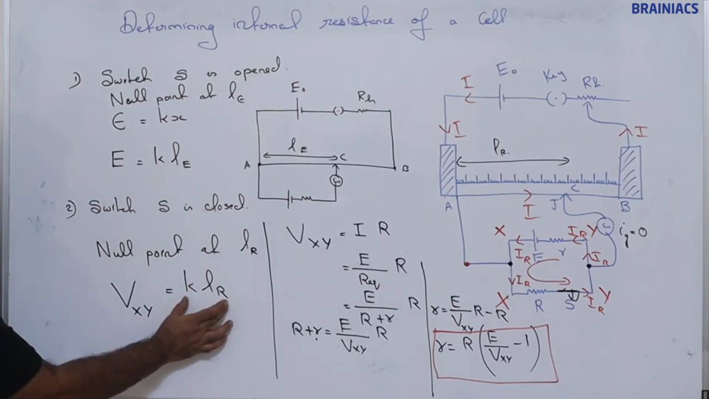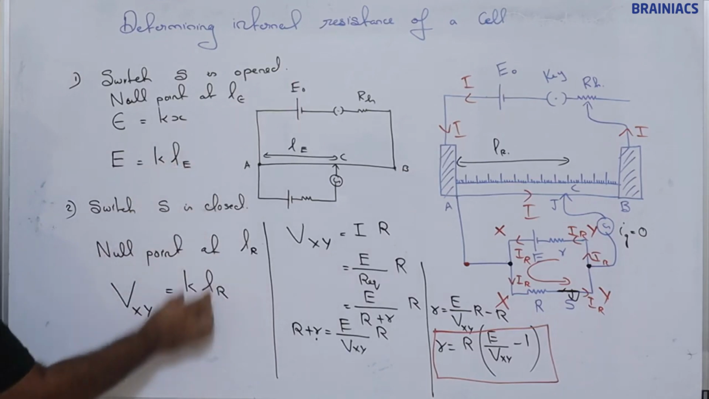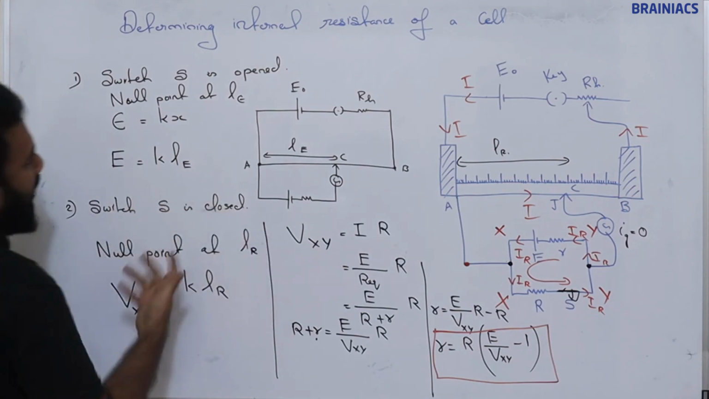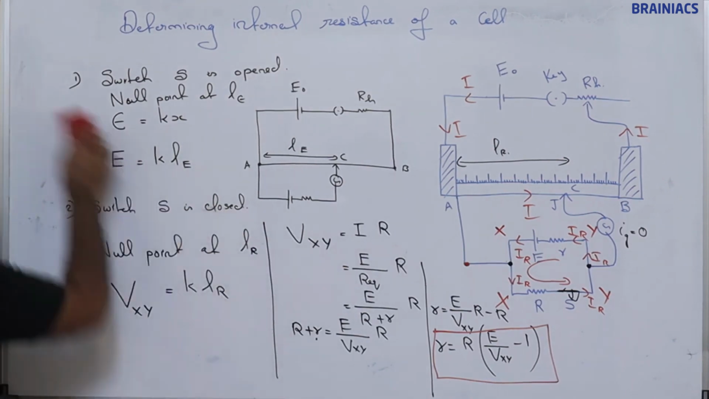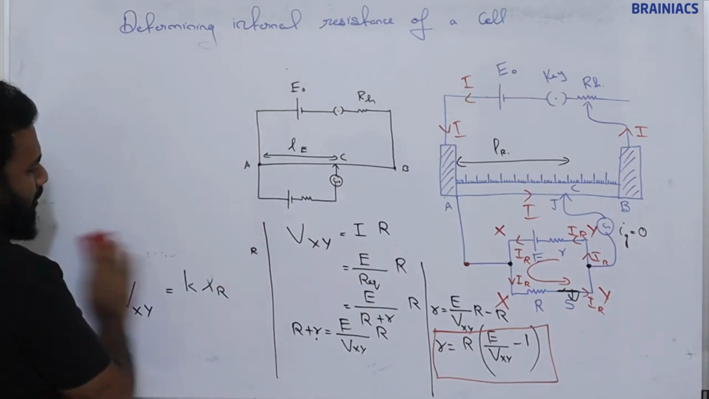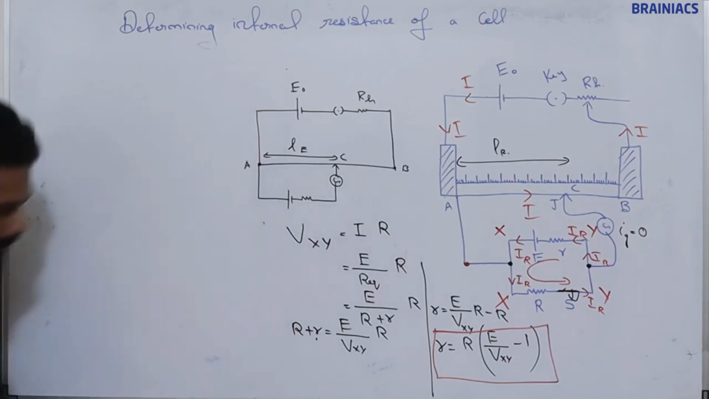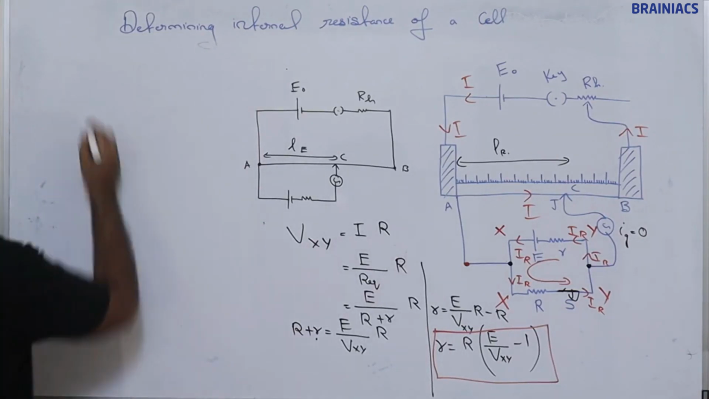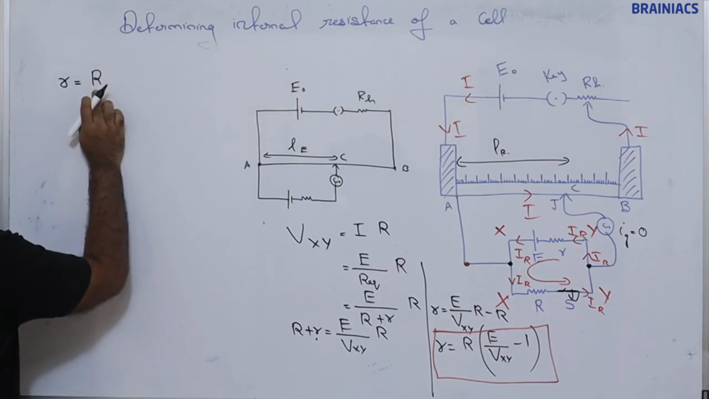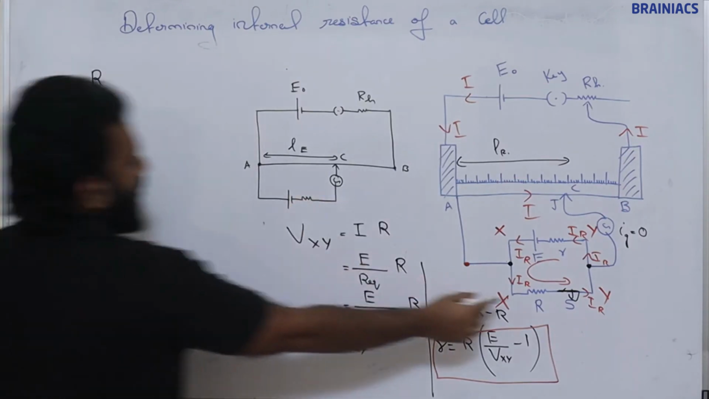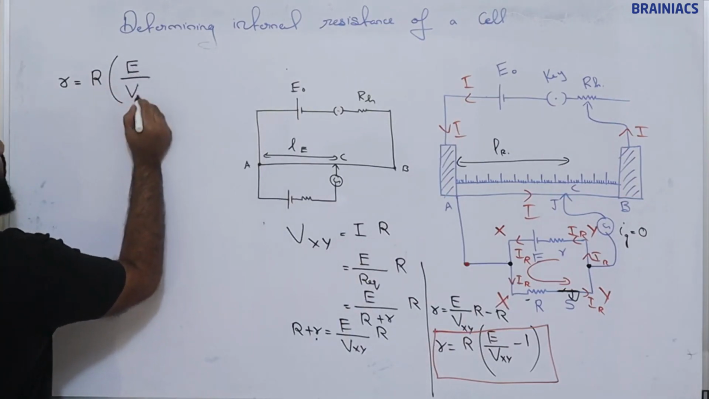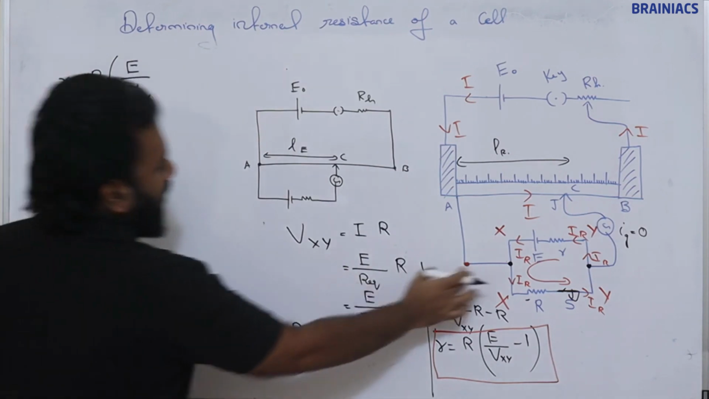Now we will substitute Vxy, and this Vxy is equal to K into Lr, and E is equal to K into Le. Again we will get a formula. I am erasing this. Okay, so simply, internal resistance small r is equal to this shunt resistance into E divided by Vxy. Remember this circuit.